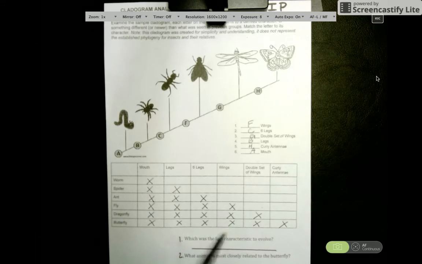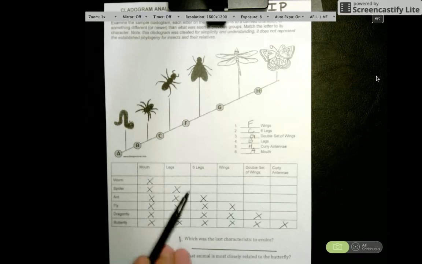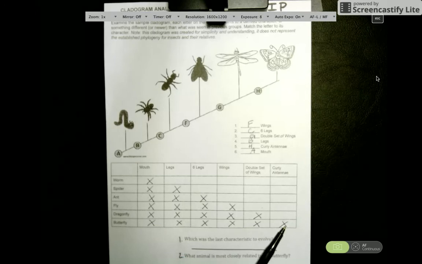characteristics. So you'll see all of them have a mouth. So we know that had to evolve first. All but one have legs. So that probably evolved second. And then all the way down to curly antenna. That only has one animal with curly antenna. So this probably evolved last. That is the most recent thing.